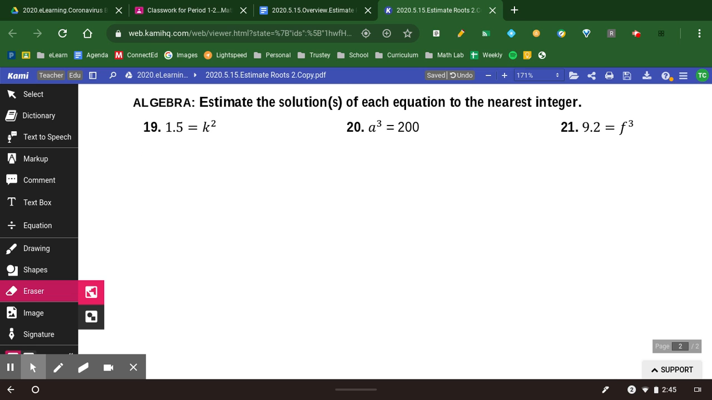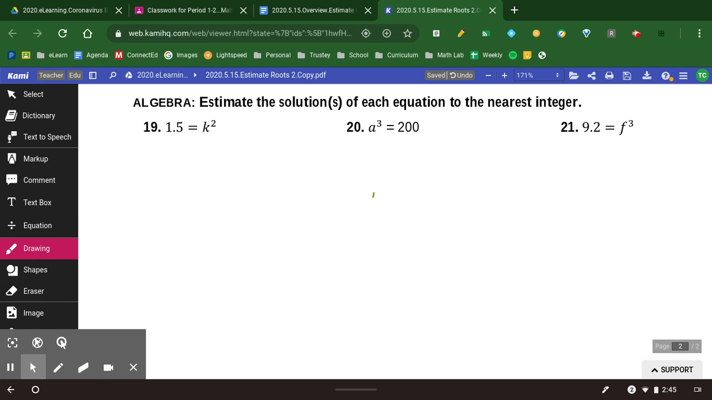I could pick any one of those, but I think I'm going to pick problem number 20. Now for problem number 20, our goal is to find what A is equal to. This, however, might look a little different than the problem up above. Again, to get rid of addition, we subtract. To get rid of divide, we multiply. To get rid of a power, we take its root. That would be the inverse operation. But we have to be fair to both sides.